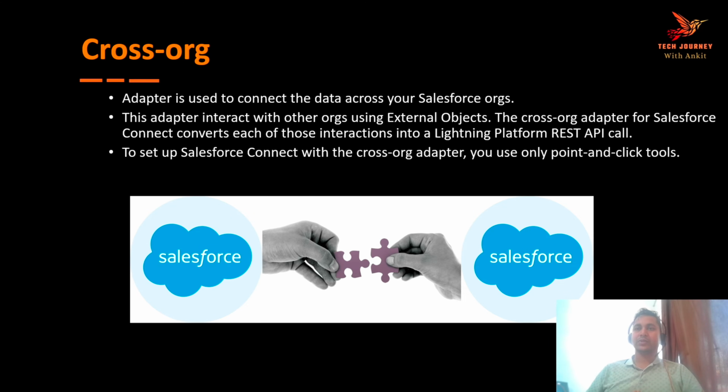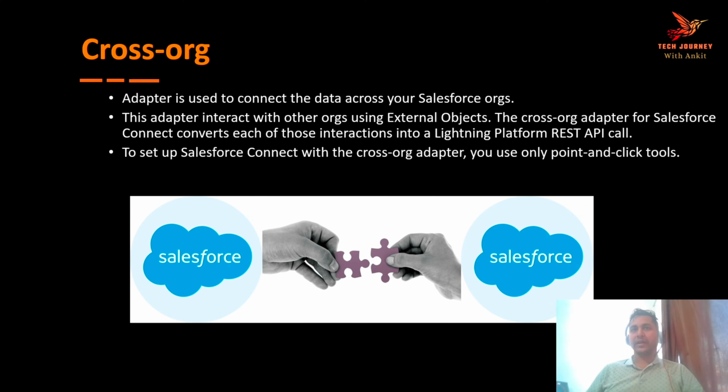Now your business wants to bring the data from your B2B Cloud into your Sales Cloud, or vice versa. How can you bring that data? As we discussed in part 1, rather than copying the data from one org to another, with the help of Salesforce Connect we can enable data virtualization. So, can we virtually access the data from one org in another org? The answer to this is the cross org adapter.